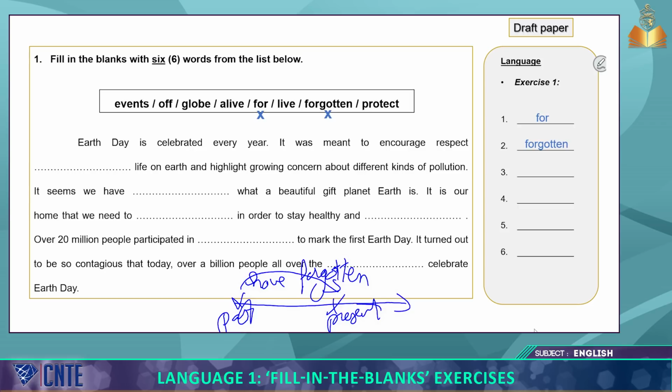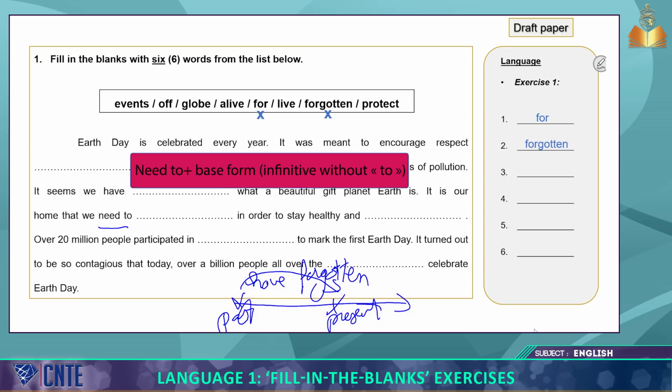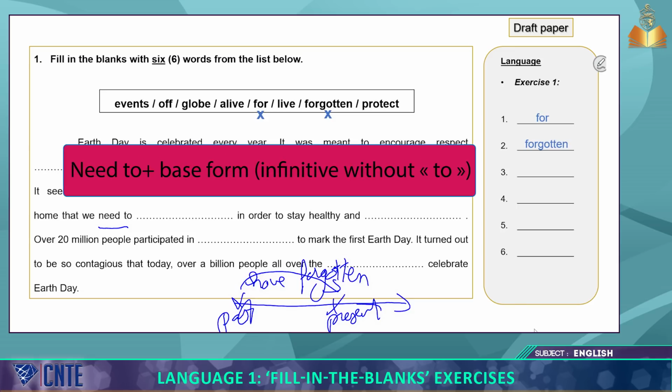Let's keep this answer for the time being then. Next, the paragraph says, "It is our home that we need to blank in order to stay healthy and blank." Concerning the first gap in this sentence, before it, we have "need to." And you know quite well that we say "need to do something." So we have to write a verb in the base form here.